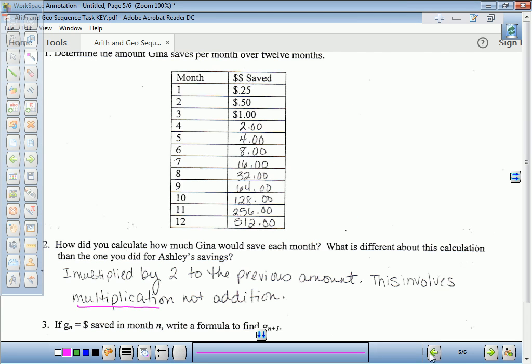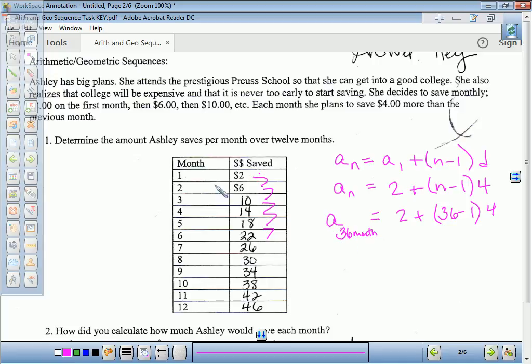The reason we call it a common difference is because if I do 6 minus 2, you get 4. If I do 10 minus 6, you get 4. If I do 14 minus 10, you get 4. If I did 18 minus 14, you get 4. If I do 22 minus 18, you get 4. The common difference is 4. That's why it's called common, because it's the same, no matter which two.